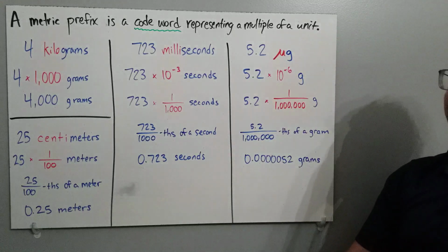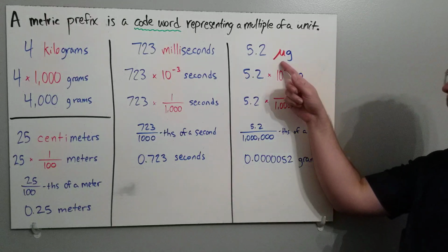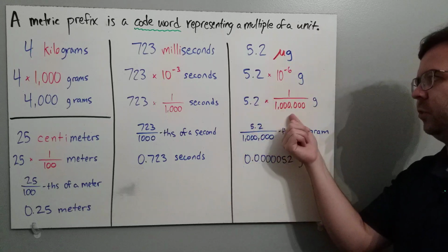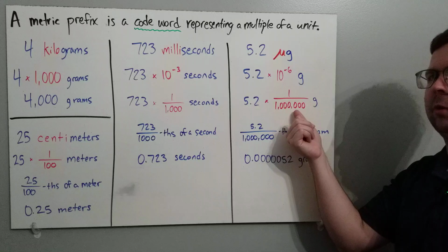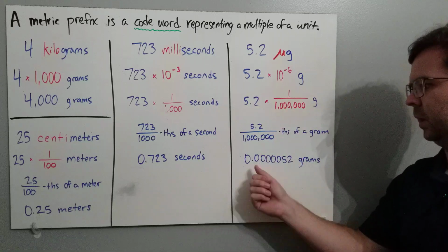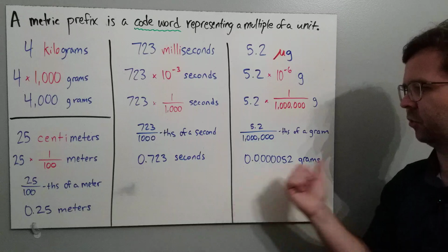And then finally over here, micrograms, just to get used to that one. Micro, looking at the chart, is 10 to the negative 6. And so 5.2 times 10 to the negative 6, that's 1 over 1 million. 5.2 millionths of a gram in decimal form, it's that. I'm not going to try to read that.